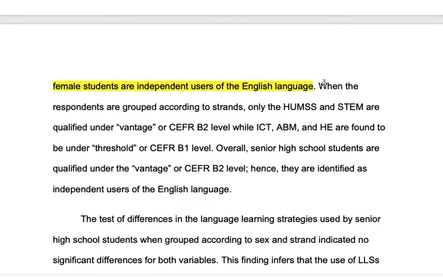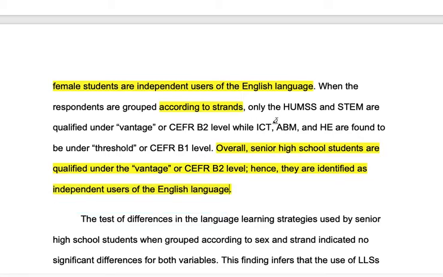Next. Okay, compare and contrast in one sentence again the results per strand. Okay, level of English proficiency per strand. So in just one sentence, the researcher was able to write a summary of the results and discussion in terms of English proficiency. So overall, senior high school students, where do they belong? They are independent users of English language.